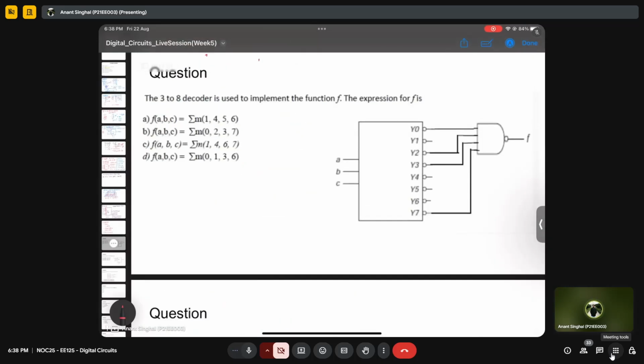So it says a 3 cross 8 decoder is used to implement the function. What is the minterm? Please let me know the answers. Maybe you can take 2-3 minutes and let me know the answers in the chat box. Just one clarity here, this bubble indicates a NOT gate. So basically the input to this is y naught bar, not y naught.